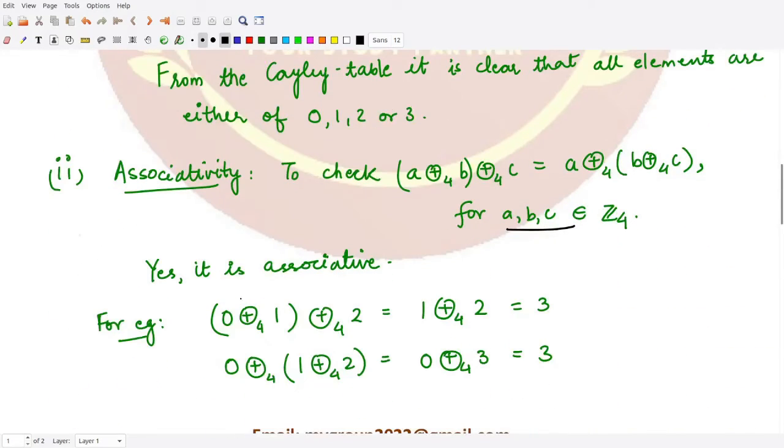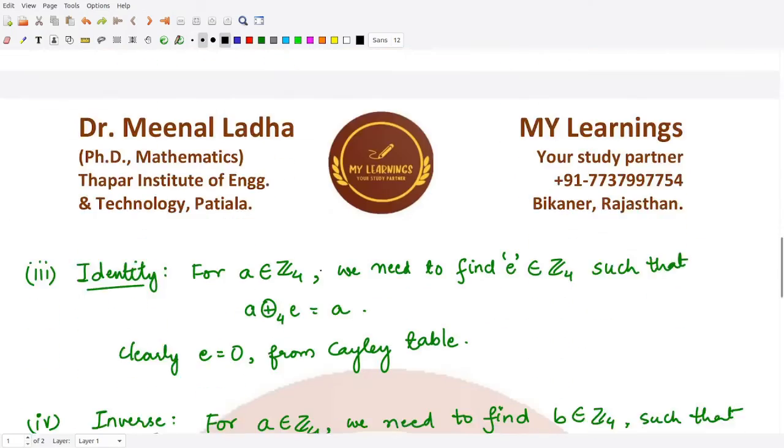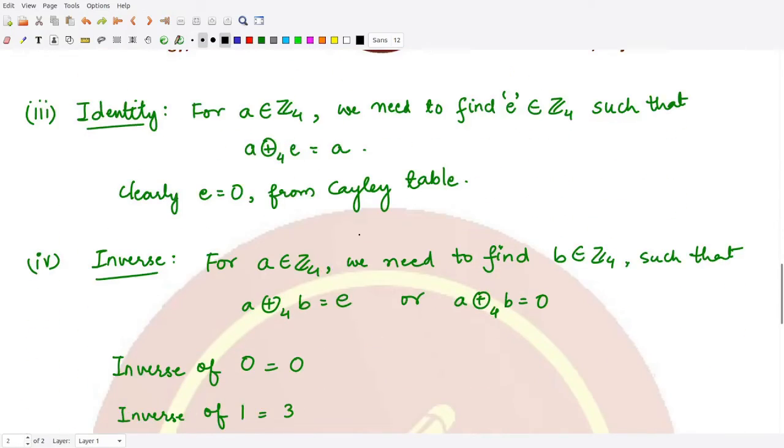However, let me tell you that this operation is associative in nature. Why? Because we are just adding two numbers and then taking their mod. So you know addition is associative, so therefore this operation is also associative. Next we'll be checking for the identity of the group.